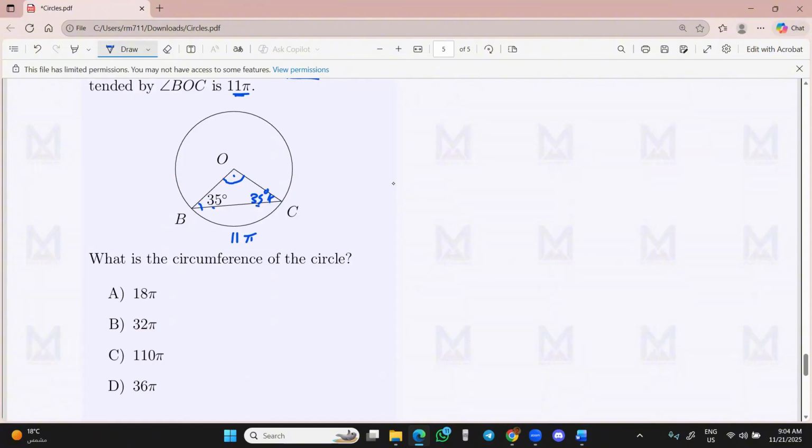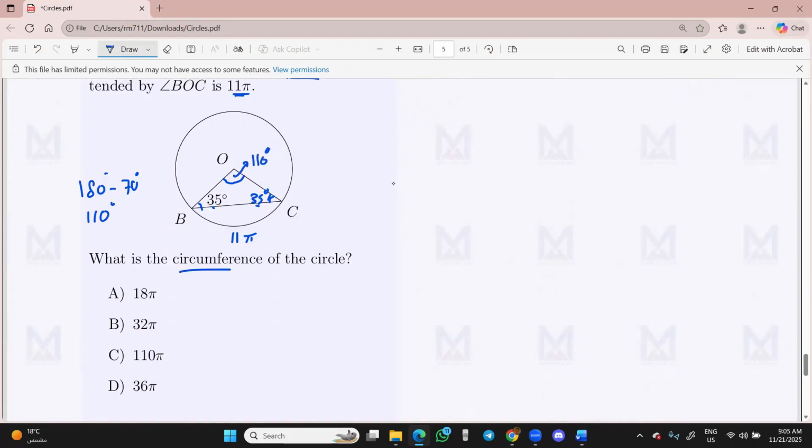35 plus 35 is equal to 70. And because the total angle measure of the triangle is 180, you can say 180 degrees minus 70 degrees gets us 110 degrees. So the angle O measures 110 degrees.